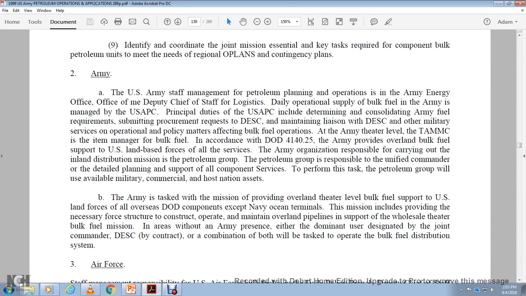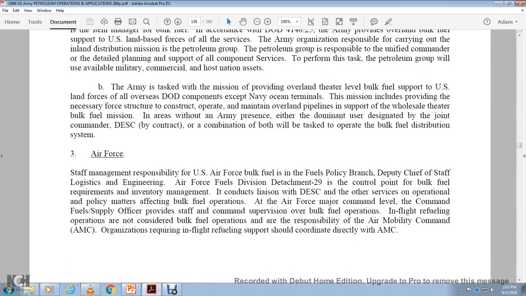The mission includes providing the necessary force and serve with the construct, operate, and maintain overland pipeline with support of the wholesale theater of the bulk fuel mission, and enable the Army presence for either the dominant or designated by the Joint Command of Defense Energy Supply Center by contract combination. Both will be tasked and operate with the bulk fuel distribution system.